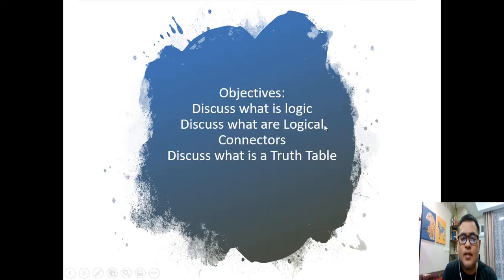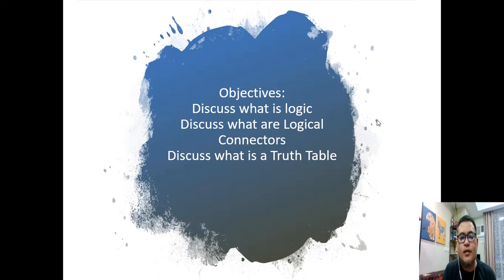Today we'll be discussing all about logic. So, our objective for today is to discuss what is logic, discuss what are logical connectors, and discuss what is truth value. And then I'm going to give you examples of the logical connectors.